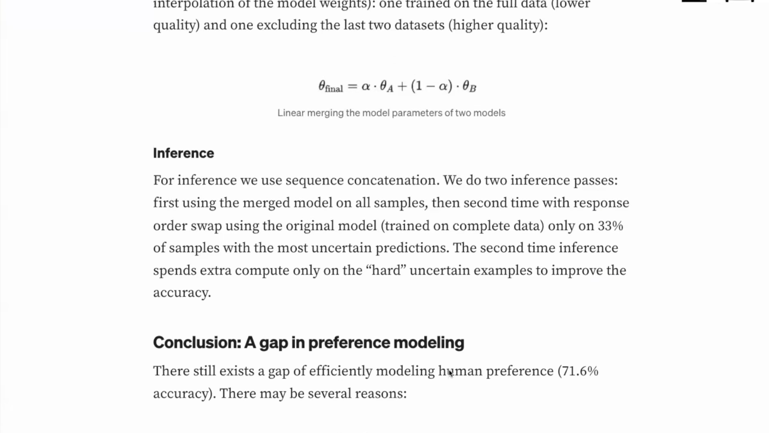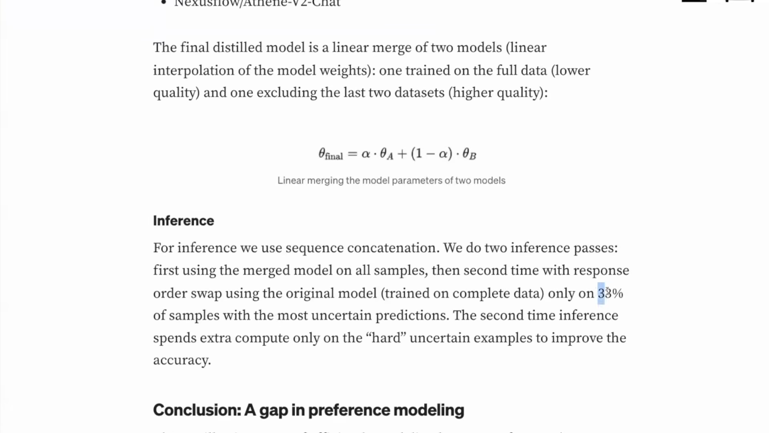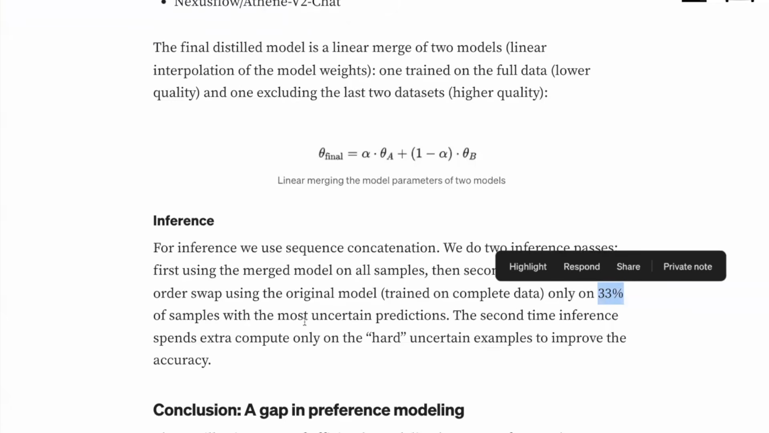I think they choose 1/3 and don't do it on all the test data also because of the inference constraint, so that they can keep their inference time within the limit, right? So they just choose to rerun it, swapping the order of response A and B, only on the most uncertain predictions.